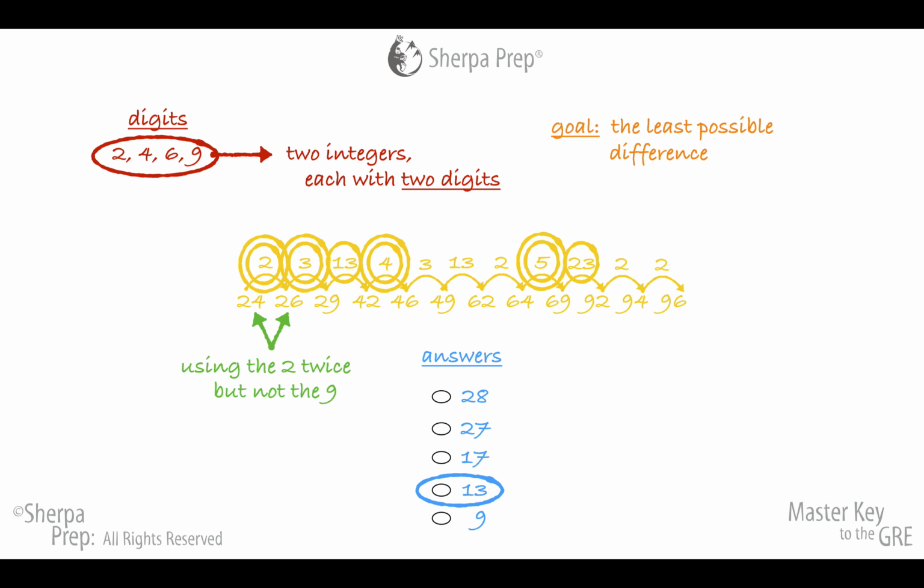And likewise, in the case of 26 and 29, where the difference is 3, again, notice how we're using the 2 twice, but we're not using the 4 at all. In other words, differences such as 2, 3, 4, and 5 are not among the answer choices because they only occur when we double use one of the digits and not use all four of them. And there you go. That's one reason why here 13 is the correct answer.